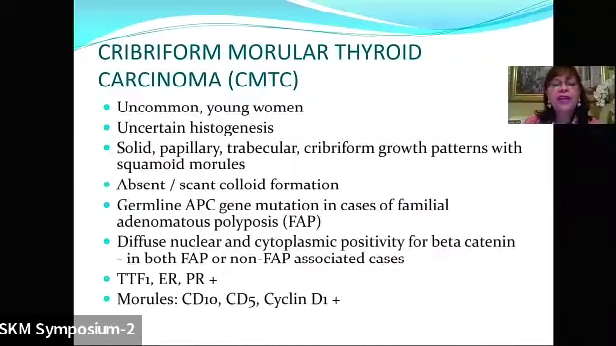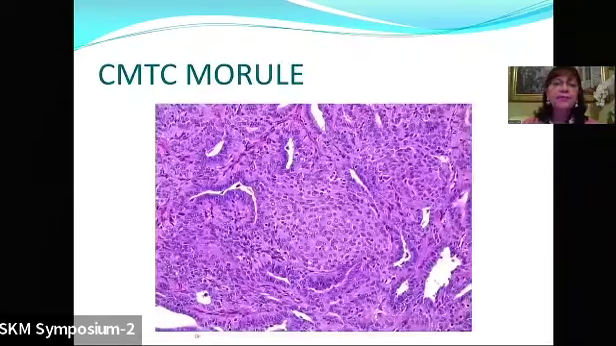A good way to identify it is if you do beta-catenin staining, there's diffuse nuclear and cytoplasmic positivity, both in those associated with FAP and in sporadic cases of this. TTF, ER and PR are positive. PAX8 is negative, and it has cribriform growth and lots of these squamoid morules. The morules would stain with CD10, CD5, and cyclin B1.